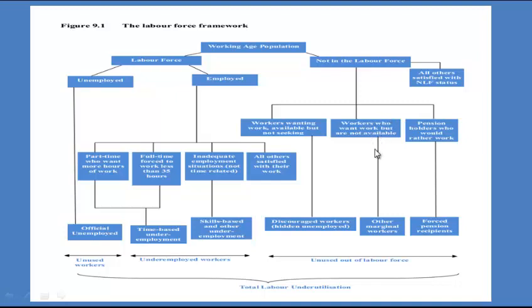And then there are workers who want work, but they are not available for some reason. Maybe they're taking a trip, or maybe they have a temporary illness or something like that. So these people are classified as not part of the labor force. And then there's a third category, people who have pensions and are not allowed to work for some reason. So forced pensions. So there are many types of categories of workers.